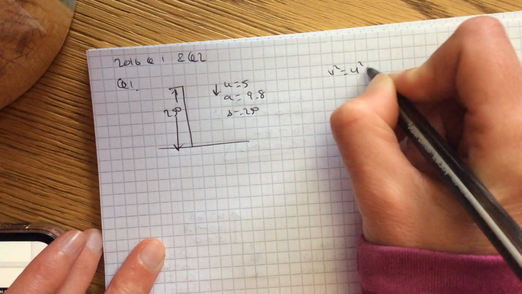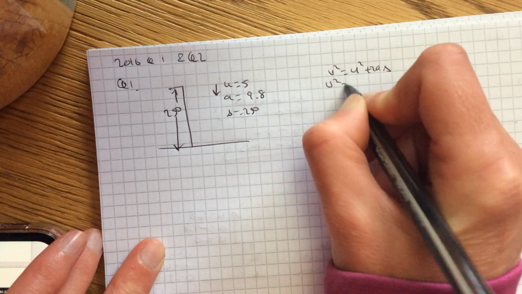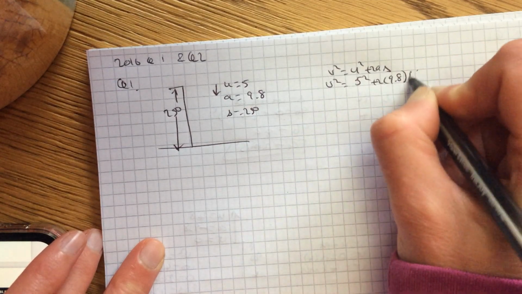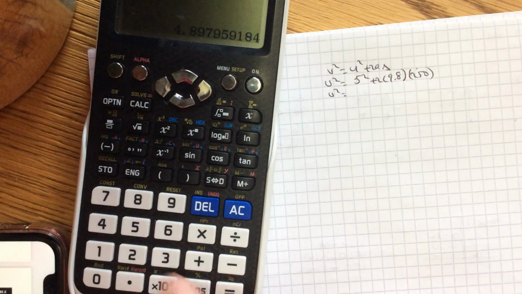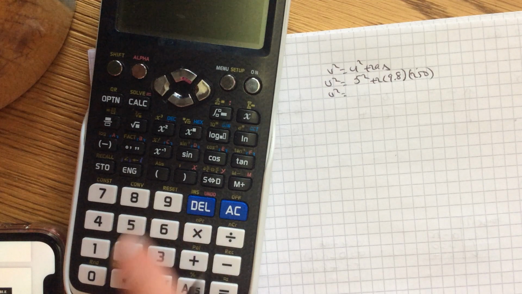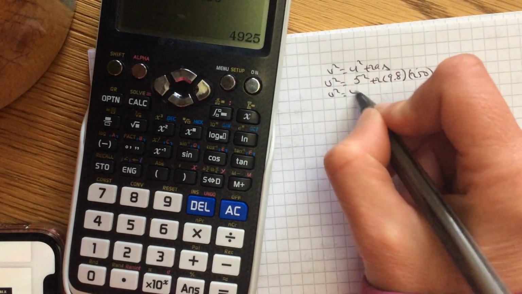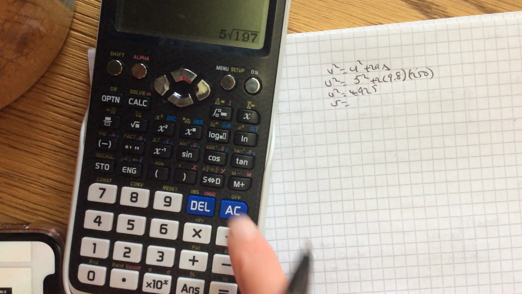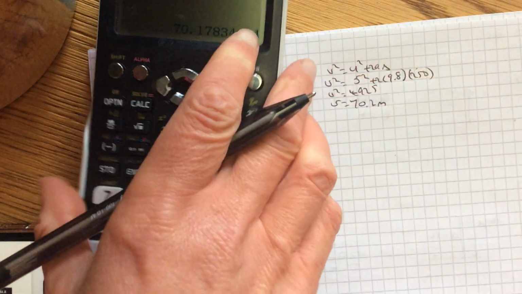So V squared equals U squared plus 2AS. So the final speed is what we're looking for. So 5 squared plus 2AS. So V squared equals 25 plus 2 times 9.8 times 250, giving you 4925. So V is the square root of that to give you an answer of 70.2 meters per second.